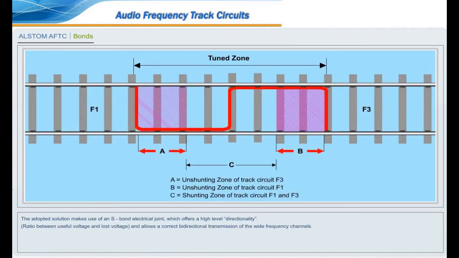The adopted solution makes use of an S-bond electrical joint, which offers a high level of directionality, the ratio between useful voltage and lost voltage, and allows a correct bidirectional transmission of the wide frequency channels.